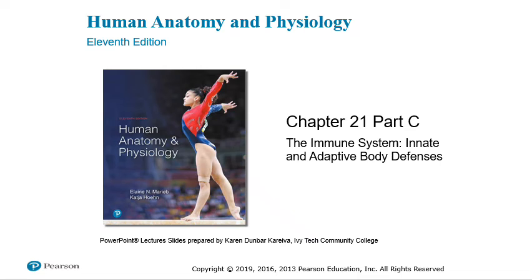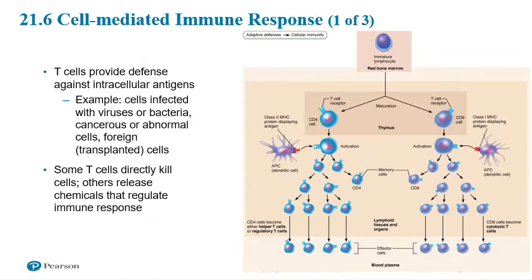Welcome back. We are now in chapter 21, part C. And this is your cell mediated immune response. We have just finished the humoral immune response, the production of antibodies. Now we're going to get into the realm of the T cells, the killer T cells and the helper T cells and the regulator T cells.